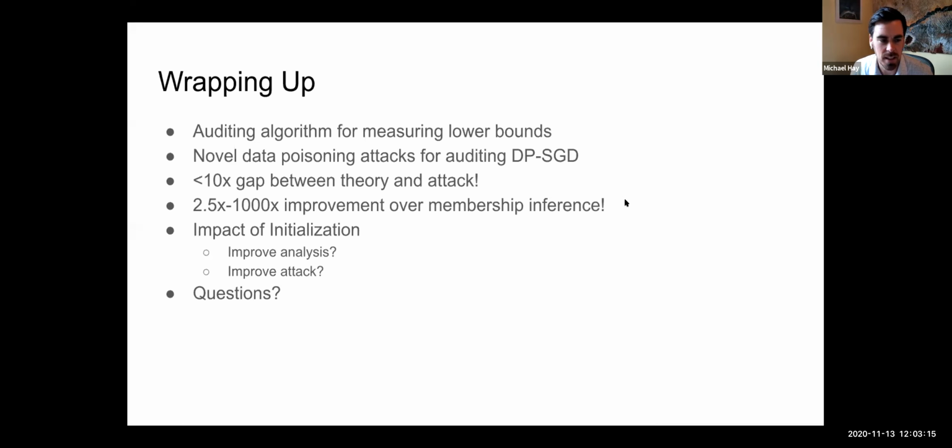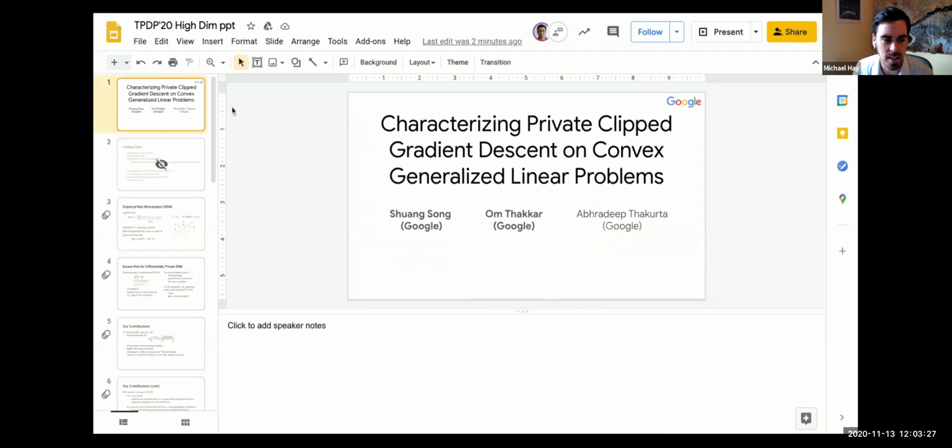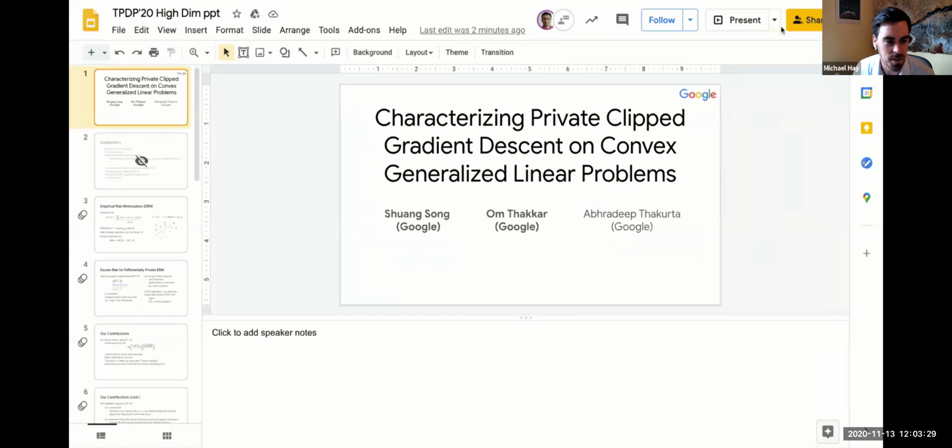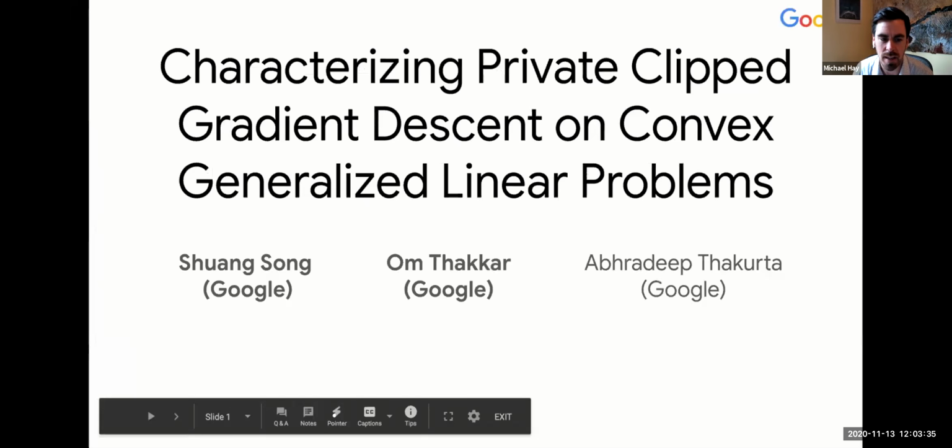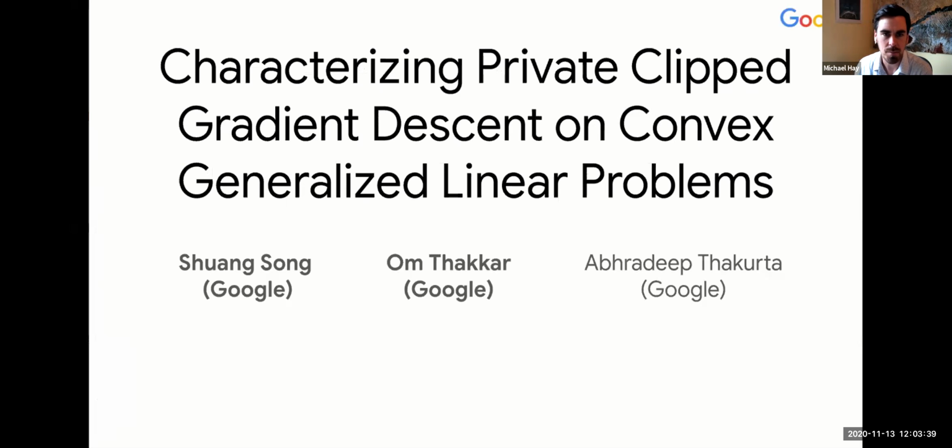So let's move on to the next talk. So the next talk, we have two presenters. Shuang is going to start things off, and then Thakkar will take over about halfway through. And the talk is kind of related to the previous talk, looking at characterizing the clipping in gradient descent. So Shuang, take it away.